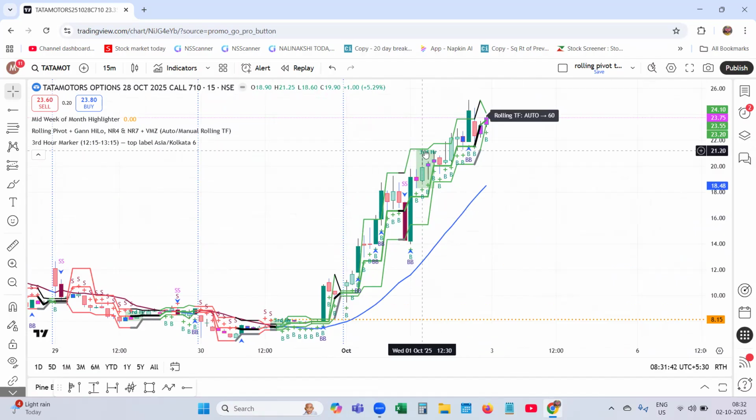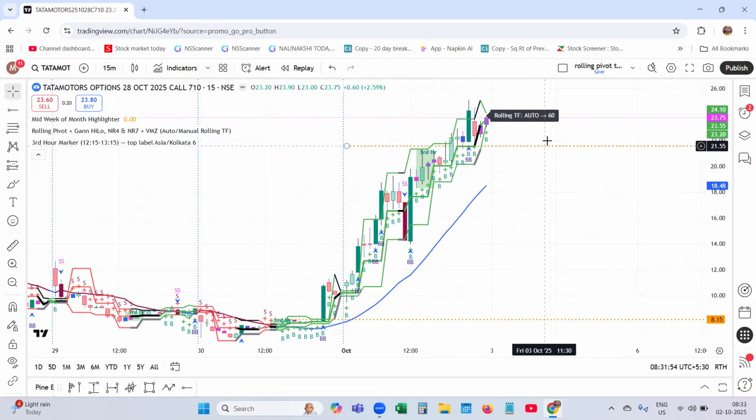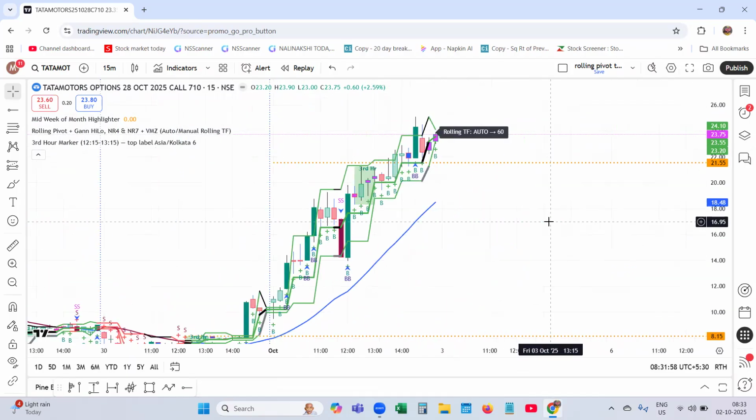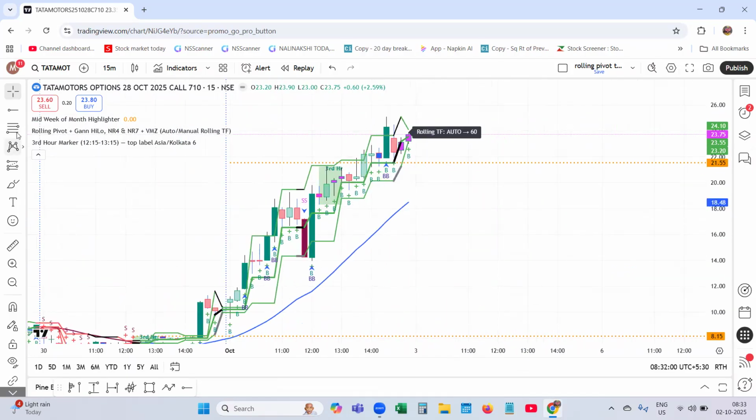And even here on the present day, October 1st, the third hour breakout has taken place. This is a guideline. Any retest and bounce off is a buying opportunity. The third hour zone is here. This is another indicator which I have coded.